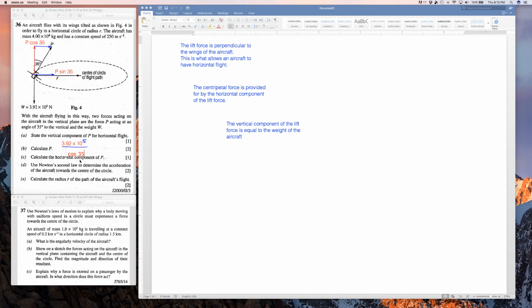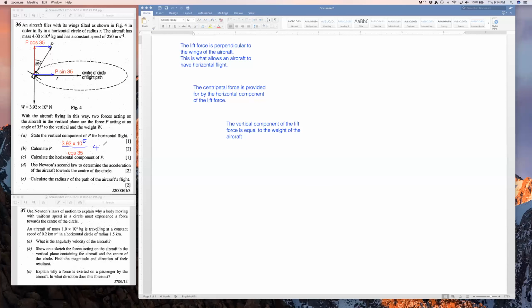Calculate the horizontal component of P. Now, from this, we're getting P, right? Once we get P, the horizontal component of P would be this value multiplied by the sine of 35. So that's a no-brainer. The answer to this part, the value of P, is 4.79 by 10 to the 5. That's P.